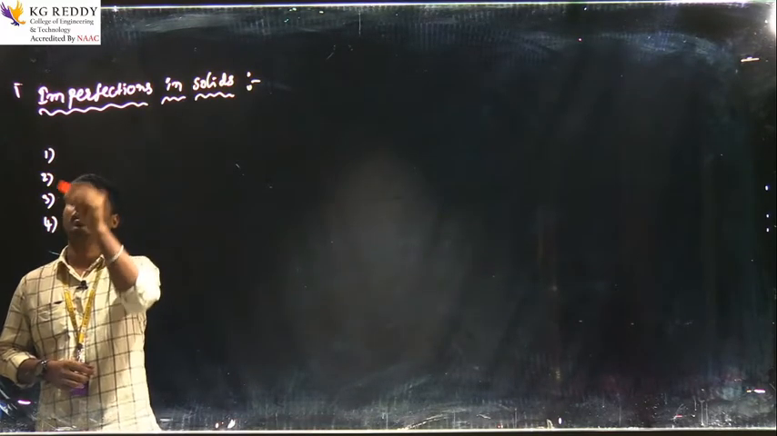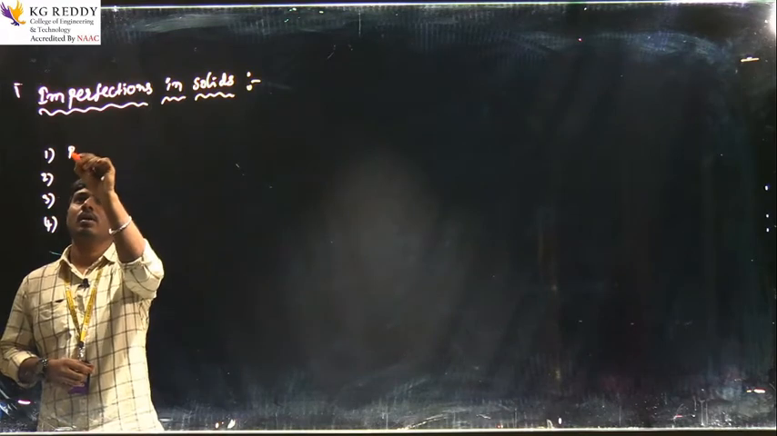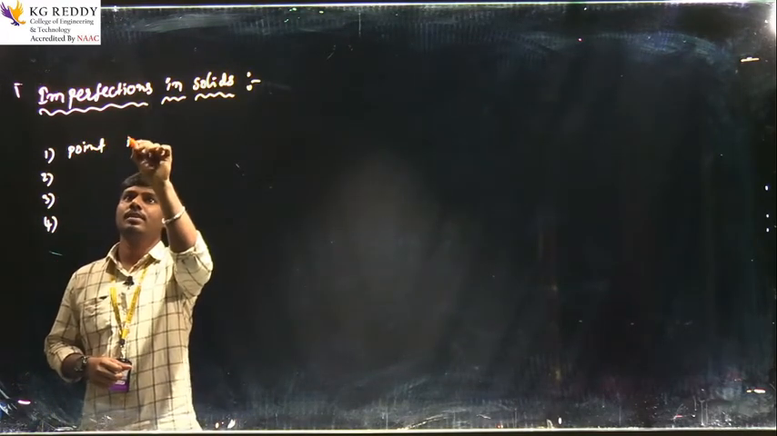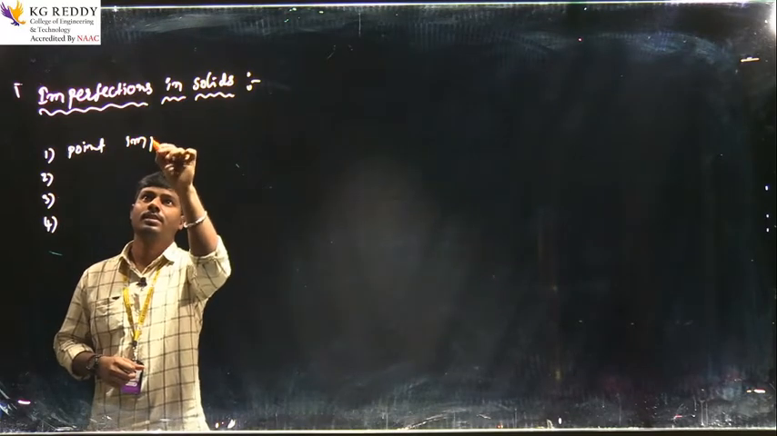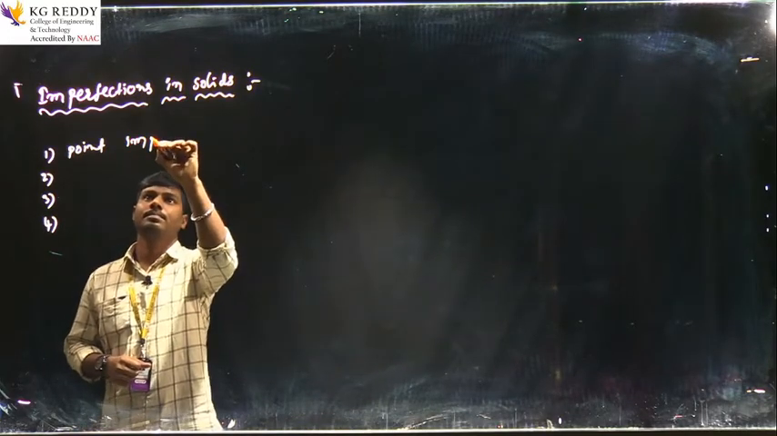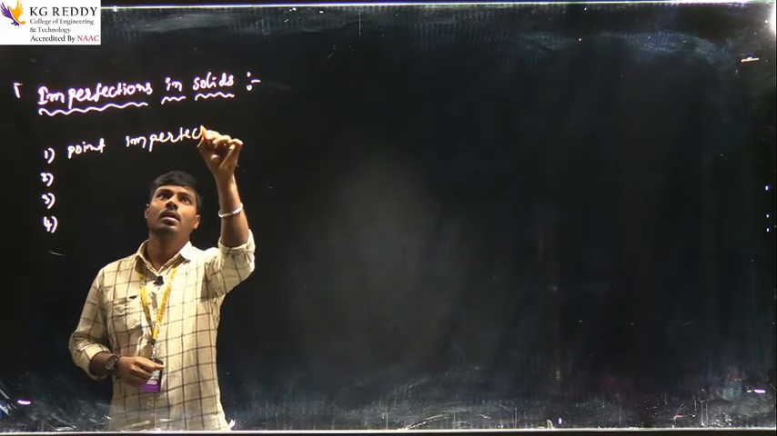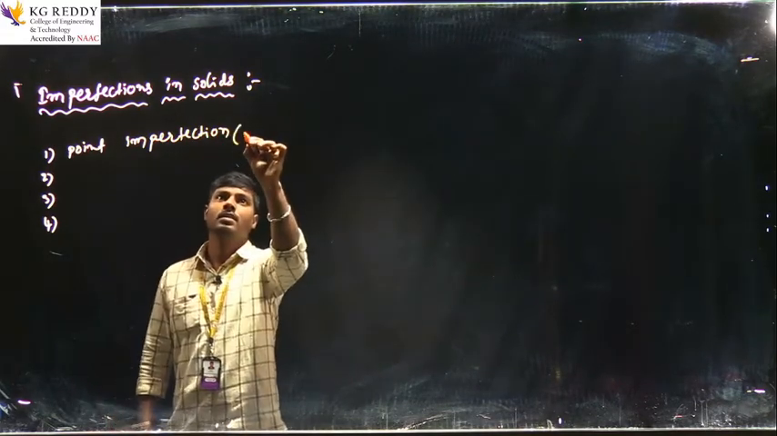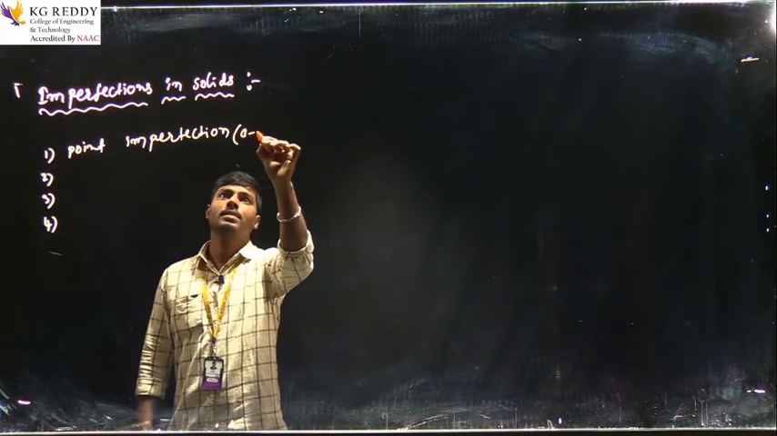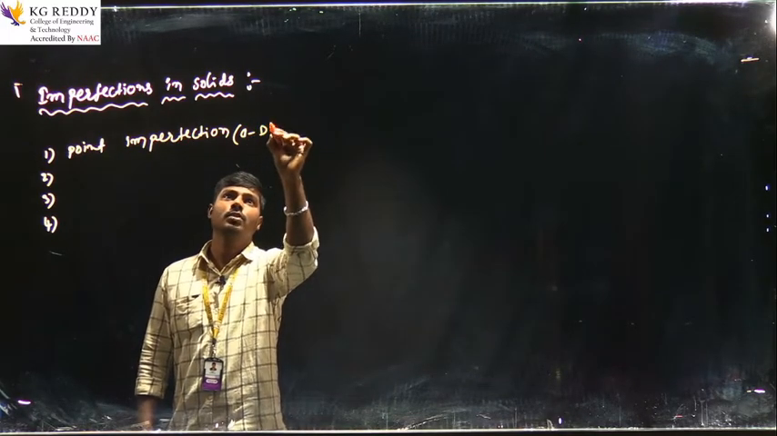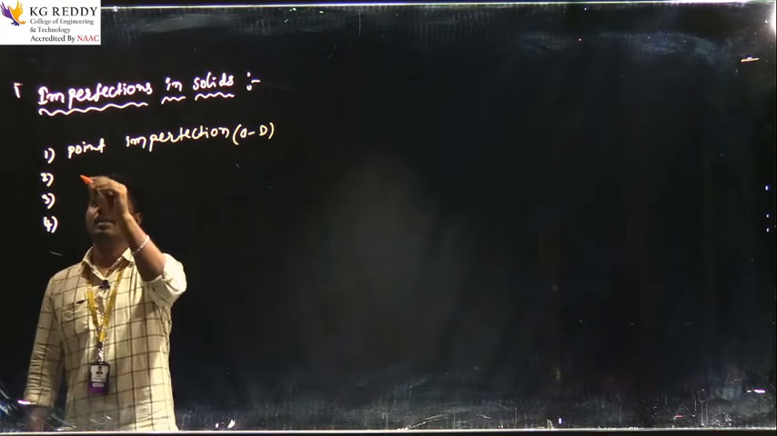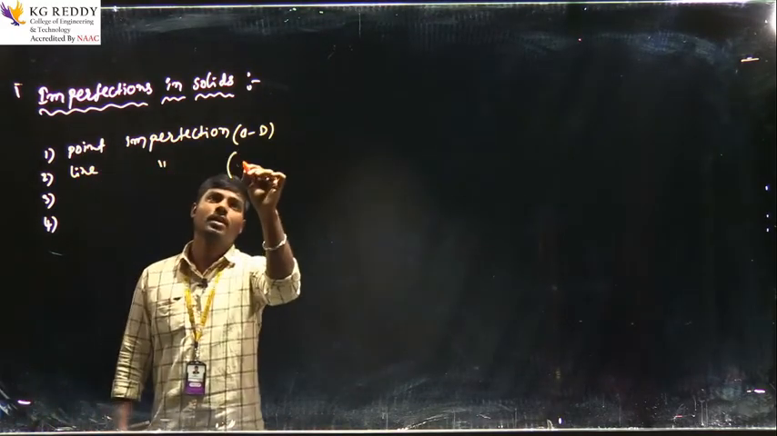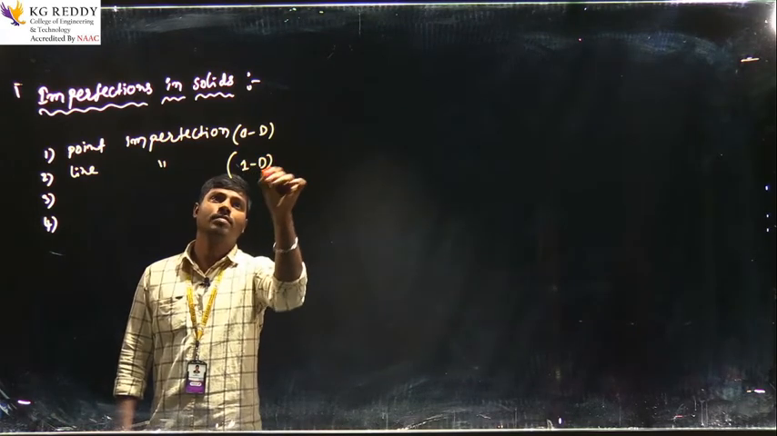imperfections in solids. The first one is point defect, or we can call it imperfection. Defect and imperfection are both the same. This is the first one, and we can call it a zero dimensional defect. And the second one is line imperfection. This we can call a one dimensional defect.